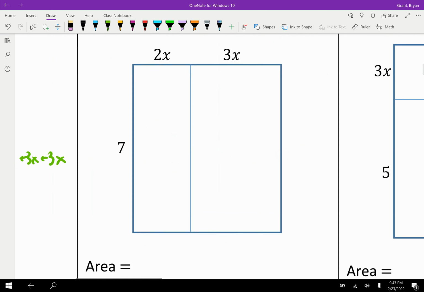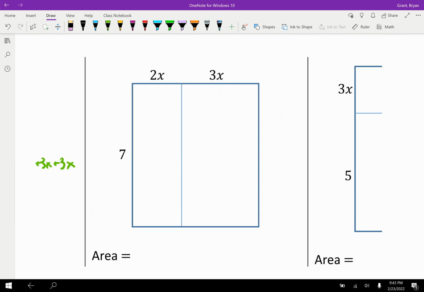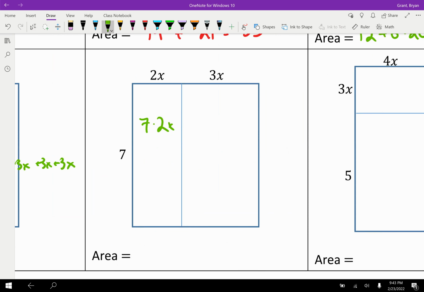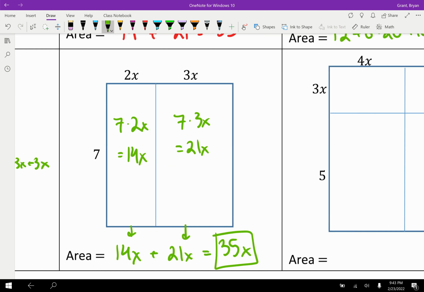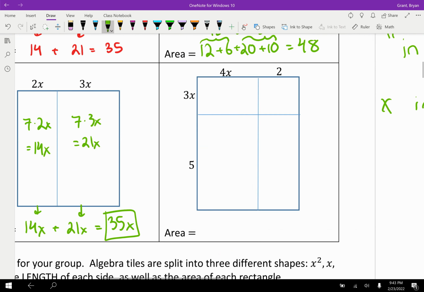Let's try another. Okay, 7 times 2x. Well, instead of writing out 2x 7 times, let's just multiply to say 14x's. 7 times 3x, we saw earlier, is 21x's. From here, we have 14x's, 21x's, and we can add those together. We actually did this addition earlier, and that's 35x's. That's our final area. Last one, trickiest of all.